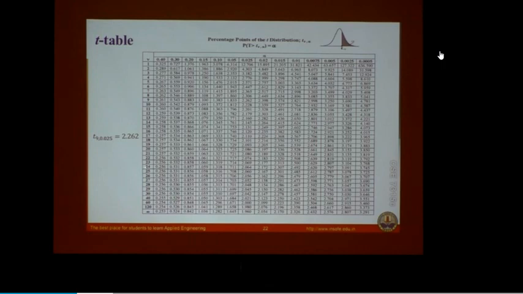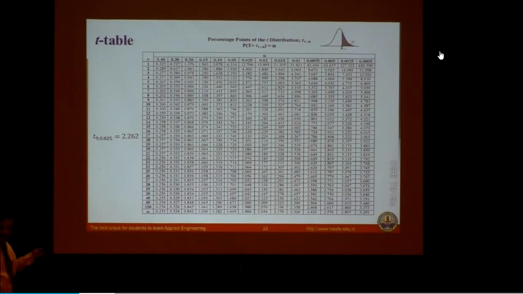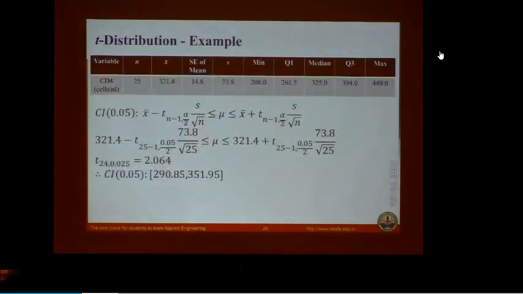So 24 degrees of freedom, and I am still looking at a 95% confidence interval. Because it's a confidence interval, it is 2.5 and 2.5 in both cases. So I have to compare with the alpha value of 2.5, alpha by 2 value. Okay? So 24 and 2.5, 2.064. So 2.064 is what I get. That's it. I have everything done.